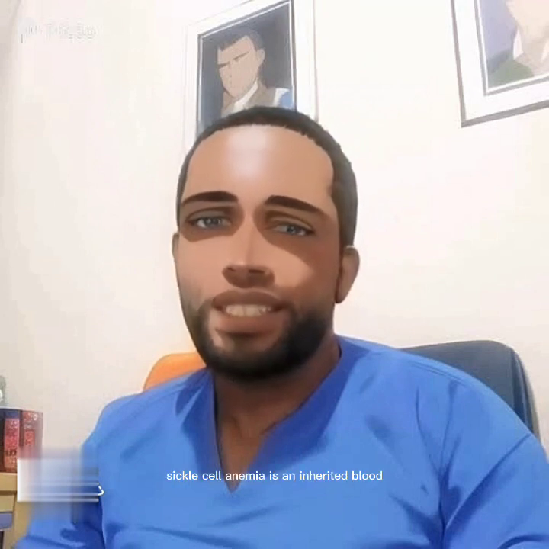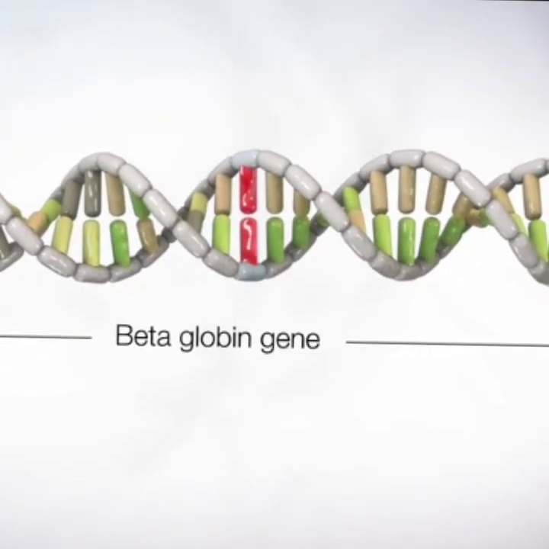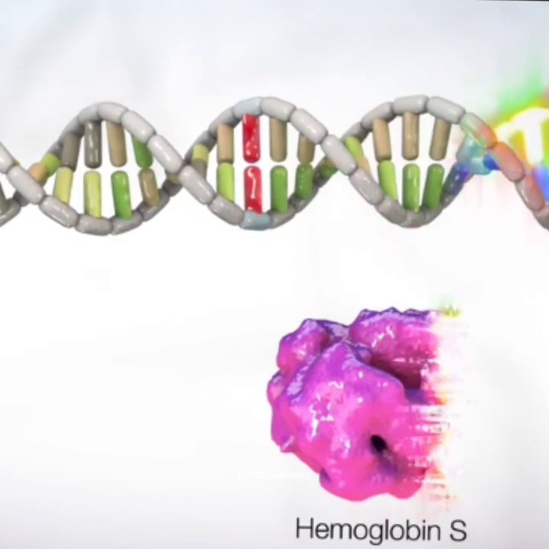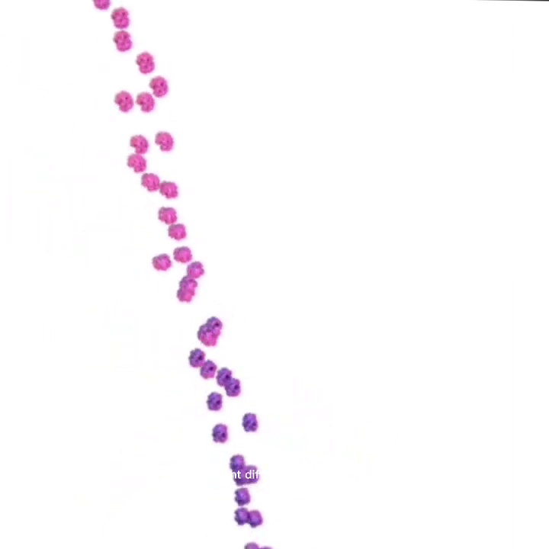Sickle cell anemia is an inherited blood disorder that affects millions of people worldwide. In this presentation, we will discuss the definition, epidemiology, pathogenesis, clinical presentation, diagnosis, complications, treatment, and differential diagnosis.